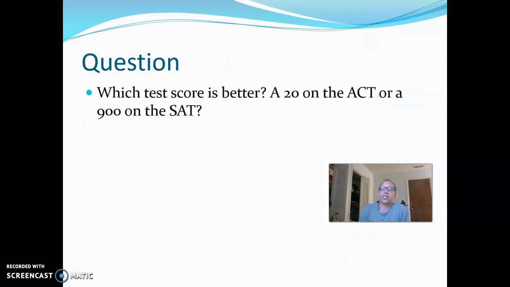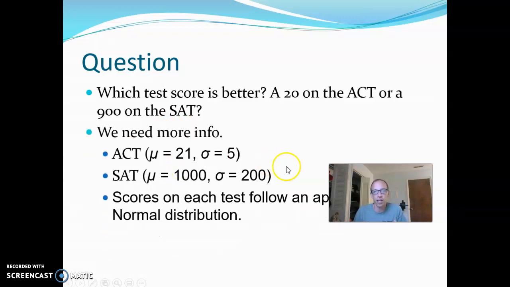Let's say you're a college admissions advisor, and you're trying to figure out, you have these two students, you're going back and forth, you only have a position for one, and they're pretty equal in all social activities, all that, and all you have in terms of a difference is one got a 20 on the ACT and one got a 900 on the SAT. Now the ACT and SAT are measured on different scales. They're both normally distributed, but they're different scales. So how do we tell which of these is actually better?